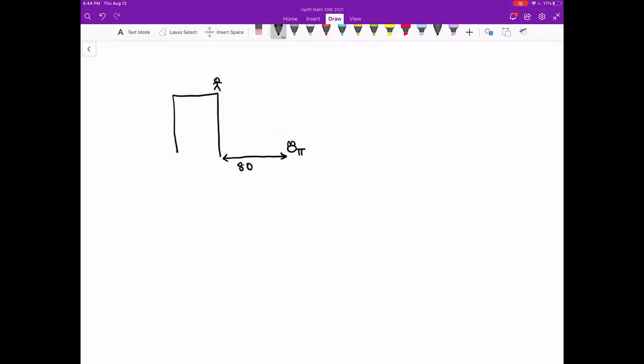So we can draw an imaginary line between the person and the dog. Wait, don't we need the height of the building? Oh, it's 20 meters. I think I said that, but oh well. Probably I just missed it. So what we're trying to do is find the angle of depression. It's the angle that the hypotenuse makes with the horizon. So we can call that angle theta. So you're trying to figure out what theta is.